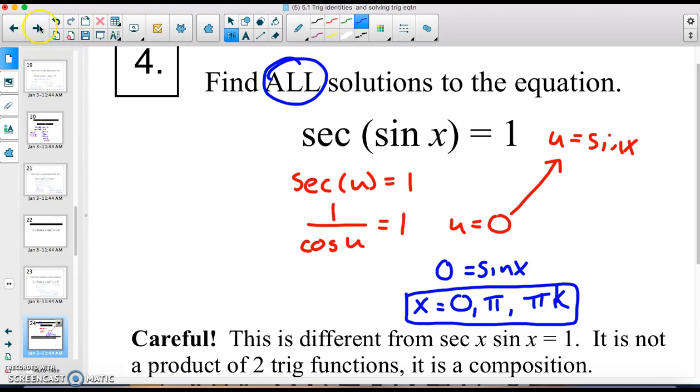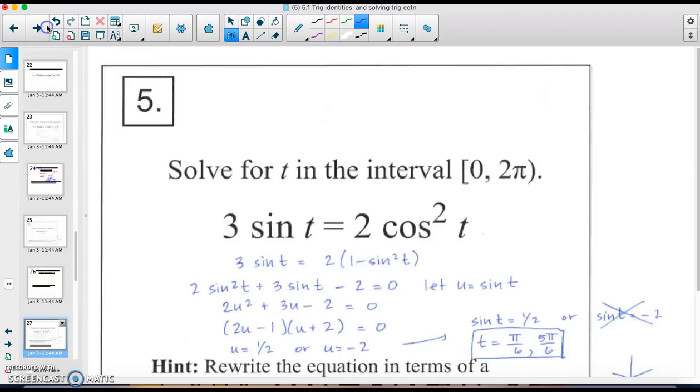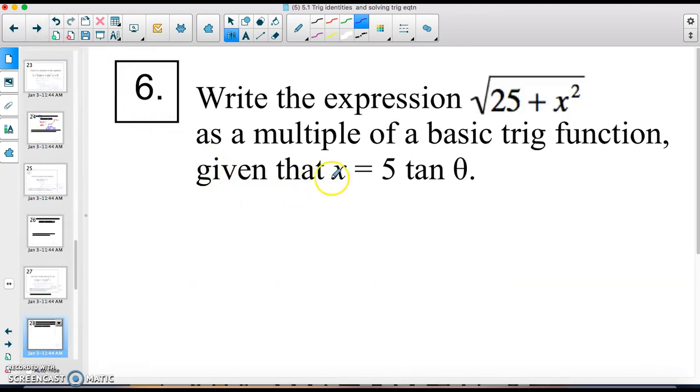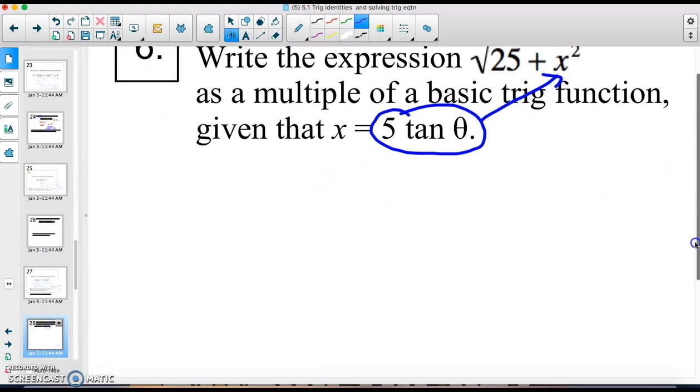All right, let's go to number 6. So write the expression square root of 25 plus x squared as a multiple of a basic trig function, given that x equals this. Well, they told us what x is, so we can plug this in for x. So that's how I'm going to start. So I'm going to do square root of 25 plus 5 tan theta squared.